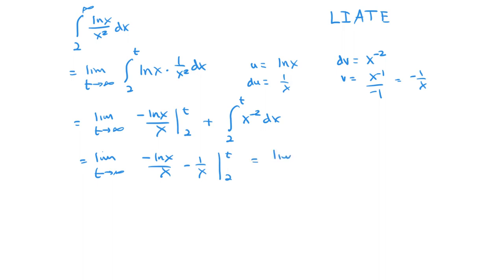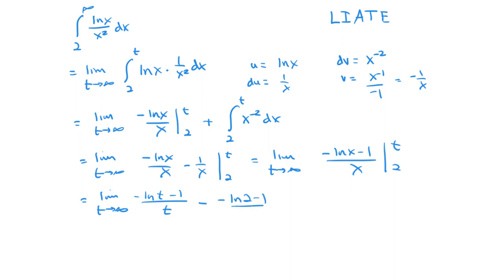And we can actually clean this up a little bit here, because this is really just going to be minus natural log of x minus 1 over x from 2 to t. So now let's go ahead and plug in t and then plug in 2 and see what happens. This will give us the limit as t approaches infinity of minus natural log of t minus 1 over t, minus natural log of 2 minus 1 over 2.